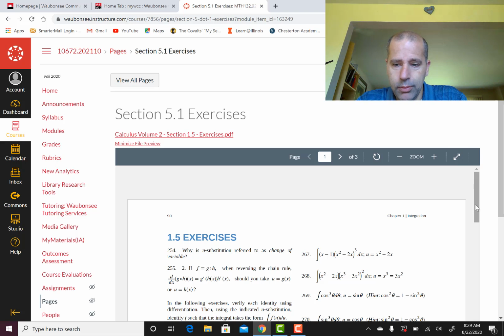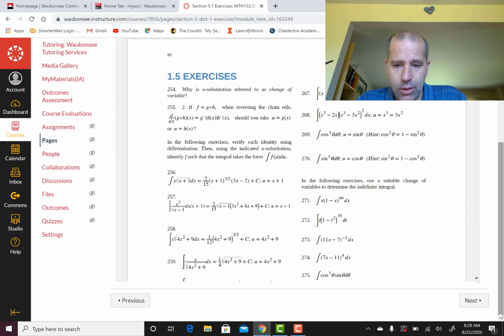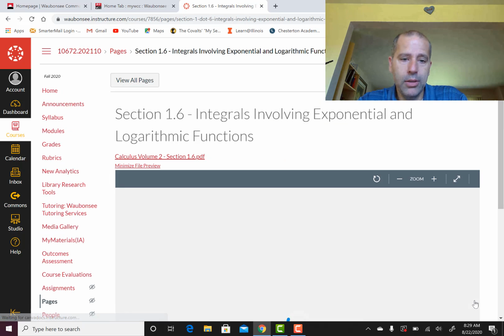What else? I think that's all I have on there right now. Let's go to the next one. I think it goes to the next section. Yep, so here's the next section.